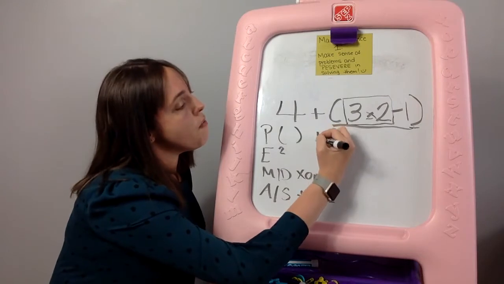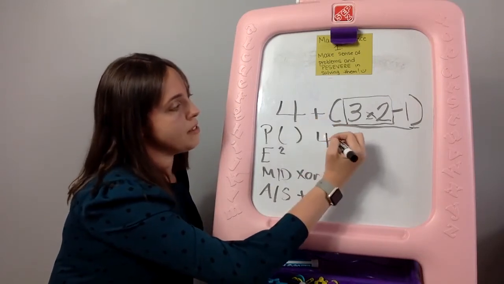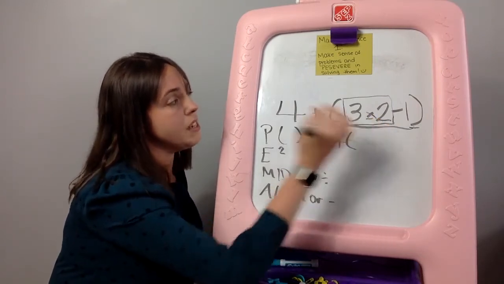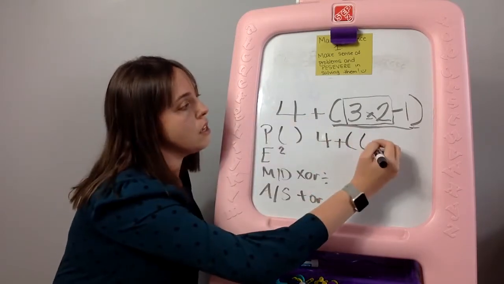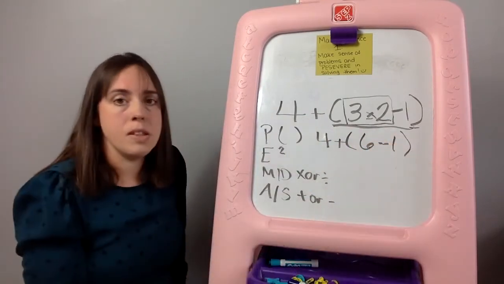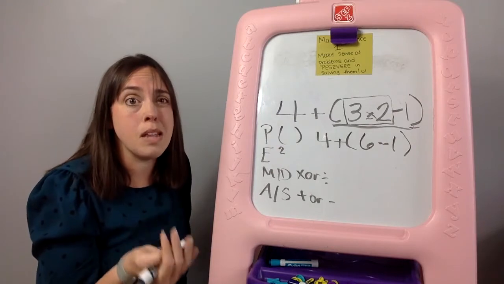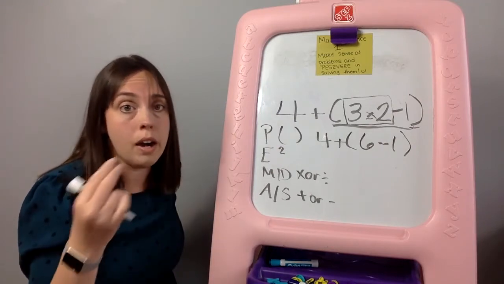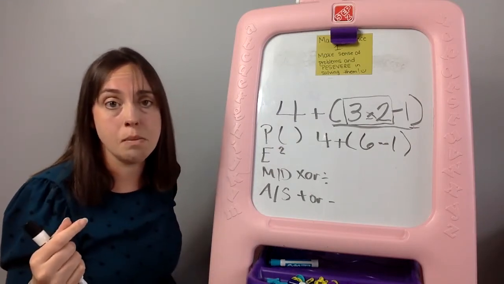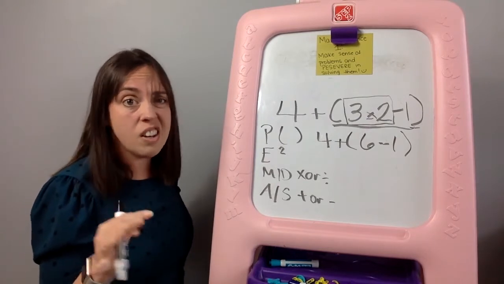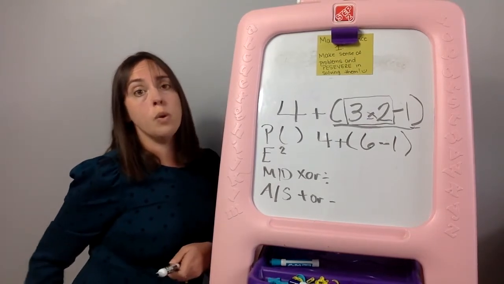So I have 4 plus, I'm just going to copy this down. I'm going to keep my parentheses. 3 times 2 is 6. -1, keep my parentheses. So I do this step by step by step. Now your parents, they know how to do this. They can zoom through it, so they might skip some steps. And if you're really good at this and you know how to skip those steps, you go for it.